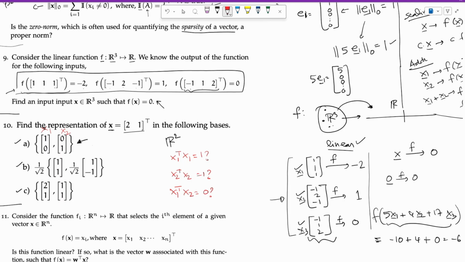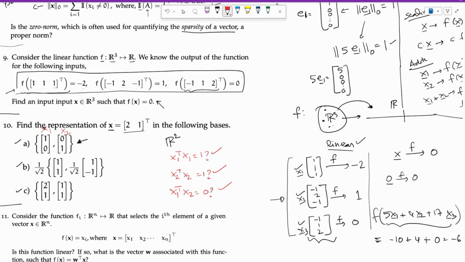Is the first condition satisfied? Is x1 transpose x1 1? Yeah, that's correct. This is satisfied. What about x2 transpose x2? Yes. What about x1 transpose x2 equals 0? Are you sure? It is 0. All three are satisfied. That means this is an orthonormal basis.